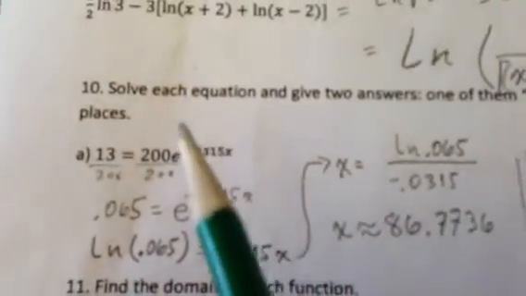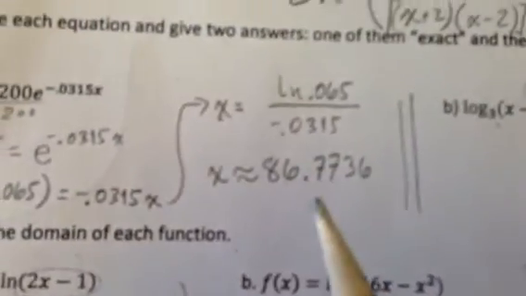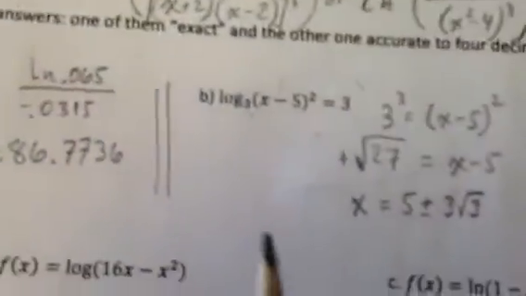So that was the instruction: solve each equation, give 2 answers, one of them exact, and the other one accurate to 4 decimal places. So that's what we got right here, rounded off. Here's my next equation.